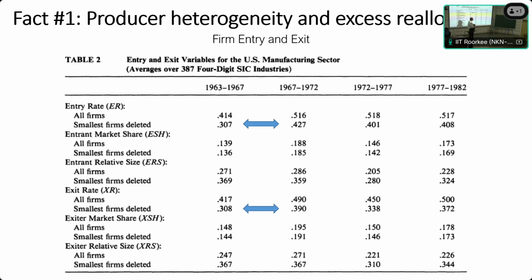Okay. So here you can see the entry and exit rates. When we delete the smallest firms, the entry rate is not very different from the overall entry rate. This is the overall entry rate. Entry is very low. That's the point. And you can see the entry rates actually increased a bit over time. It got stuck in the 1970s. When we look at the exit rates, yes.